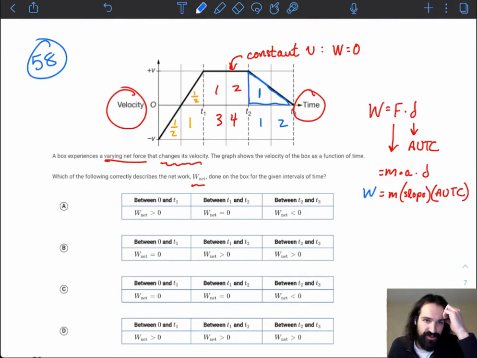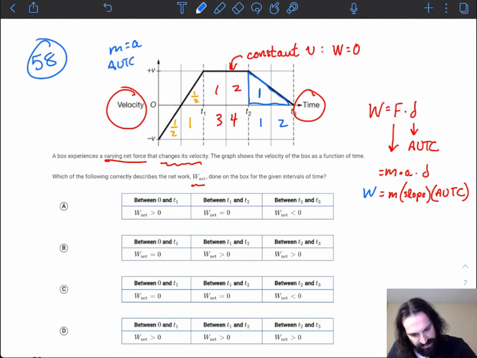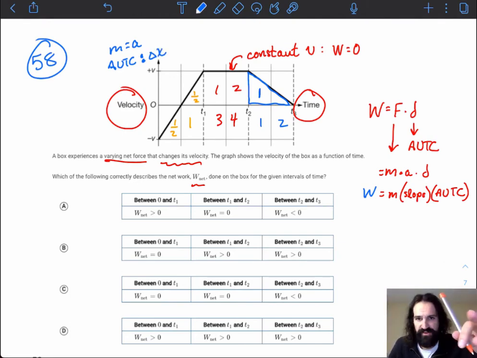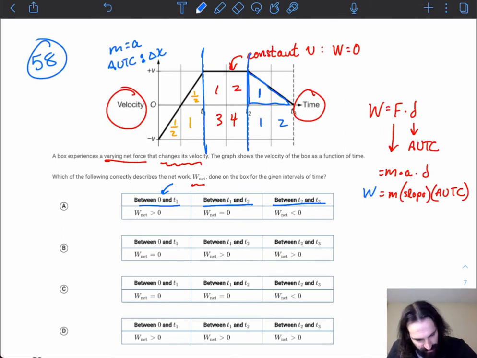All right, so 58, there's a lot to unpack here. I immediately see a velocity time graph, and my first thoughts are slope equals acceleration, and area under the curve equals velocity times time, which is displacement. Meters per second times seconds is meters, right? And then I look at the answer choices. We're looking at between T1 and T2, T2 and T3, so during phase 1, during phase 2, during phase 3. And then I go back and read the question.